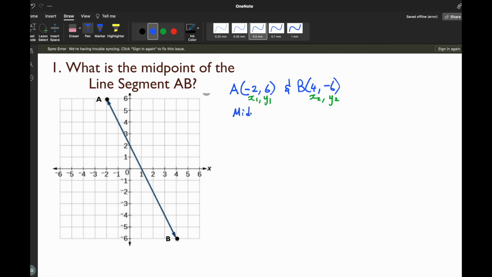So the coordinates of the midpoint would easily be just x1 plus x2 divided by 2, and then y1 plus y2 divided by 2.